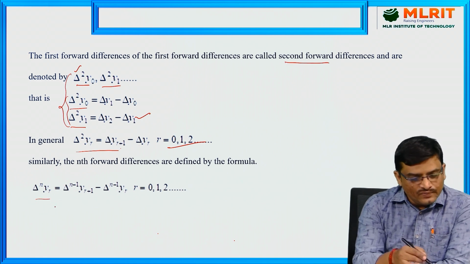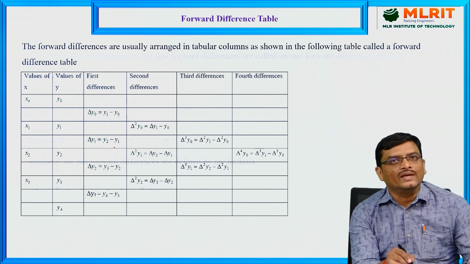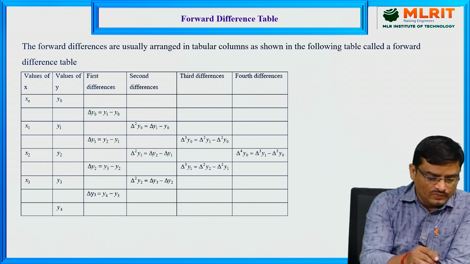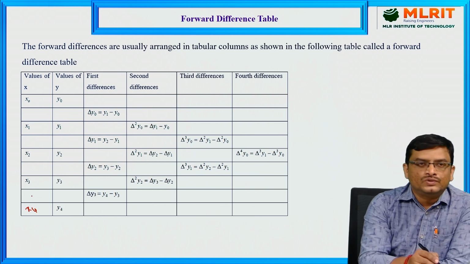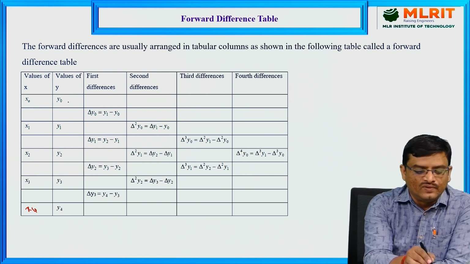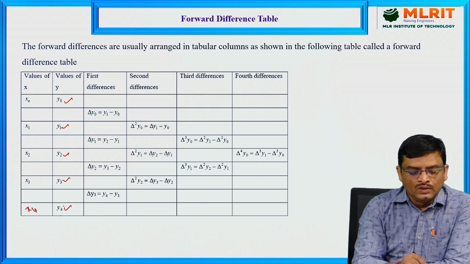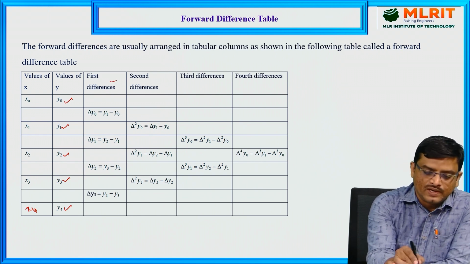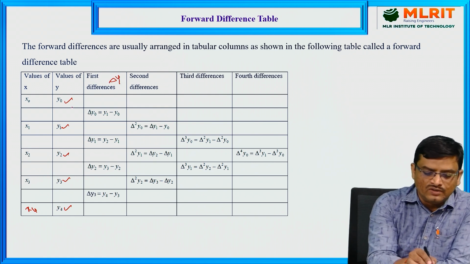So whatever we have discussed now, if you represent all these things in the table, we will get our forward difference table here. So these are the values of x we have considered in the previous slide. So x0, x1, x2, x3, x4, and its corresponding y values y0, y1, y2, y3 and y4. Now I want to find out the first differences of this. So it is represented with delta y. So how will we get these delta y values first?